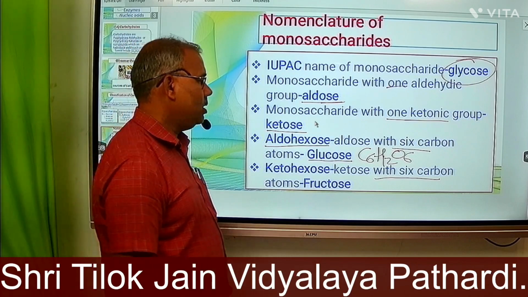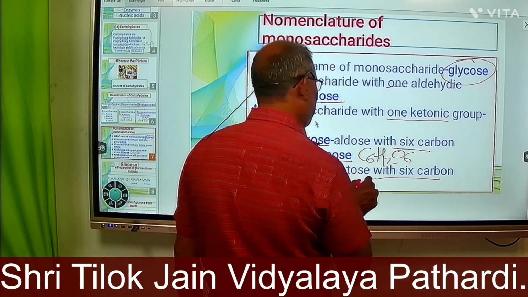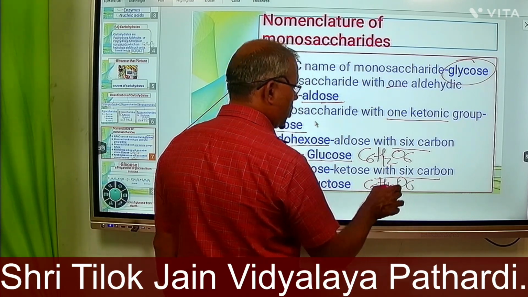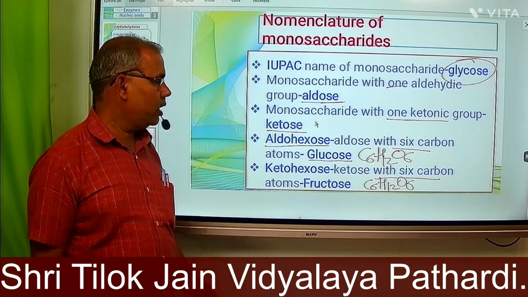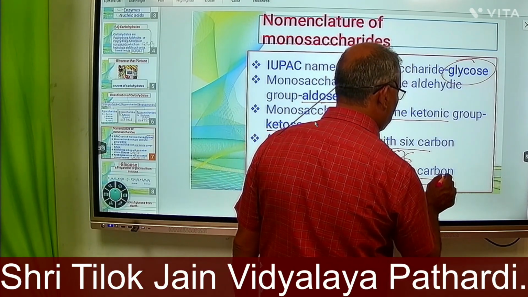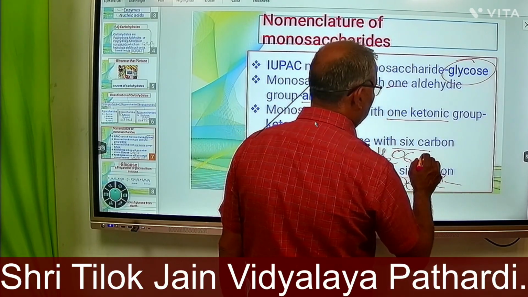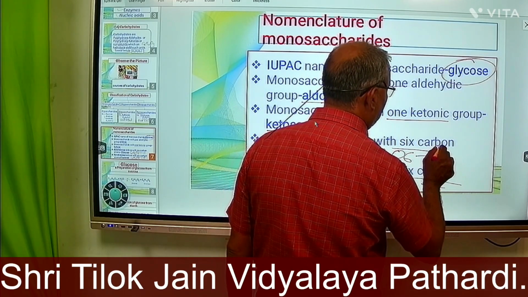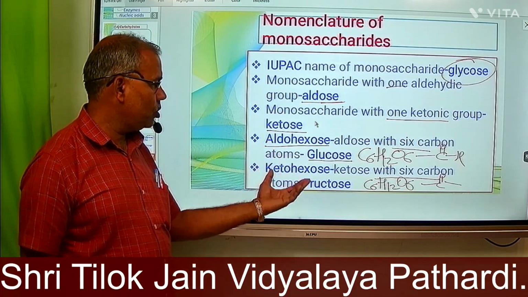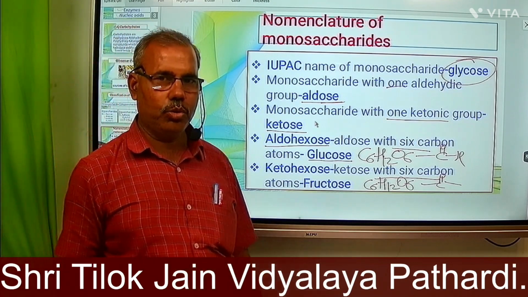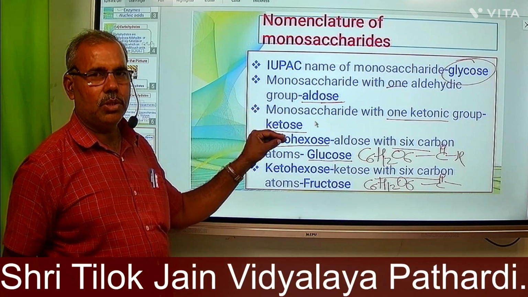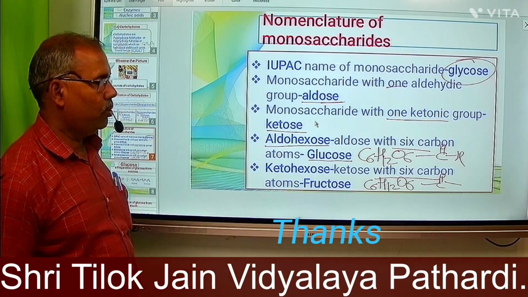Then ketohexose, the ketose with 6 carbon atoms, that is the sugar with a ketonic group having 6 carbon atoms, is called ketohexose. The example is fructose with molecular formula again C6H12O6. Here a ketonic group, CO group, is present in fructose. In glucose, an aldehyde group is present, C double bond O H, that is formyl group. So glucose is aldohexose, whereas fructose is ketohexose. So these are some IUPAC names of the simpler monosaccharide compounds.